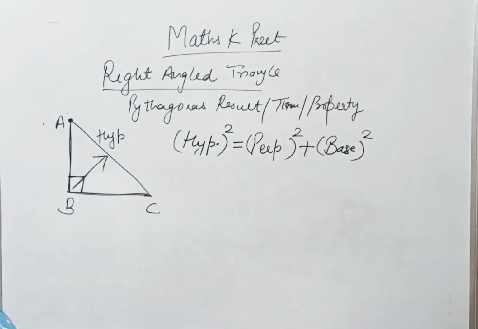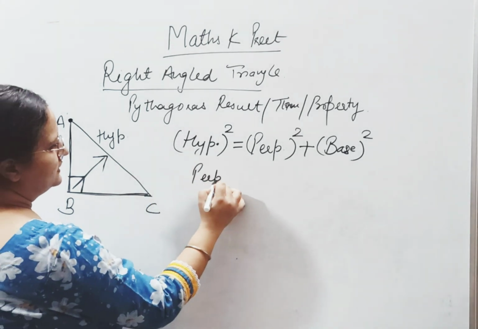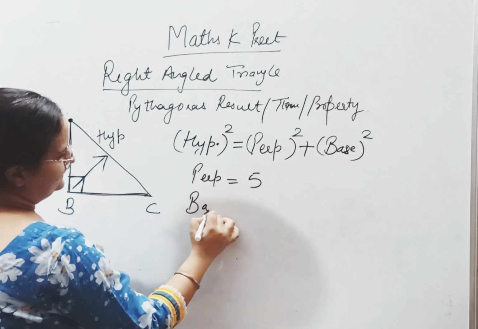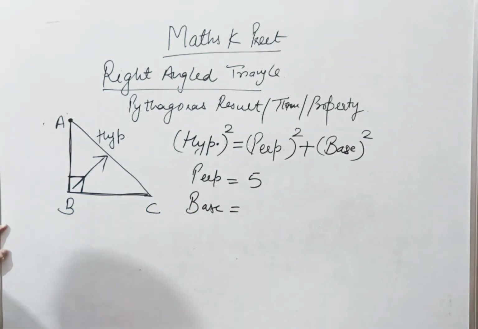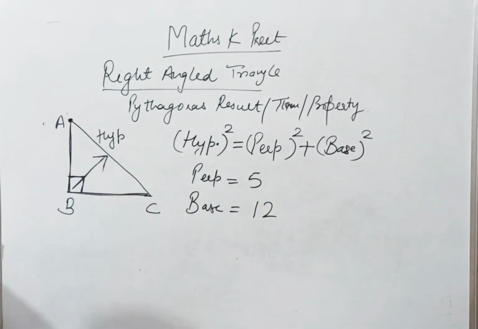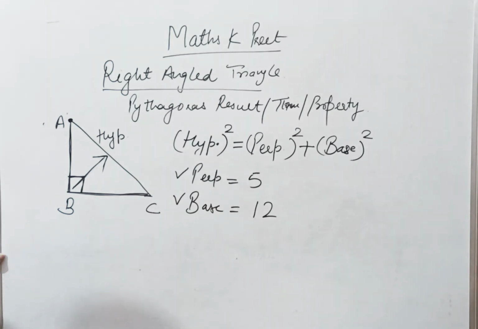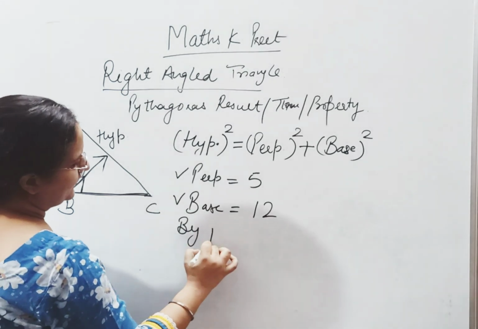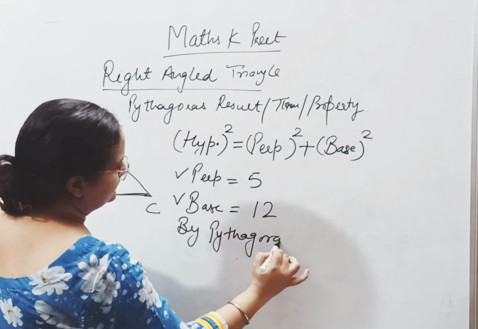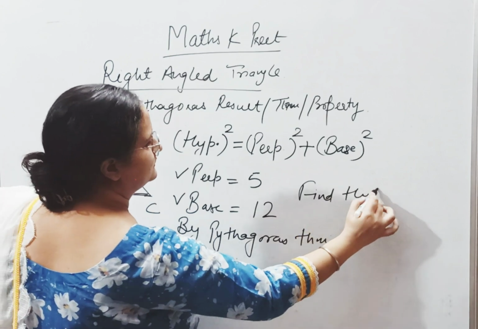So if the measurements of two sides are given to us, for example, say perpendicular is 5 and base is 12. So two sides are given, we have to find the measurement for the third side, which is obviously hypotenuse. So this means perpendicular and base means that we are talking about the right angle triangle only. So we will write by Pythagoras theorem, it's saying find hypotenuse.